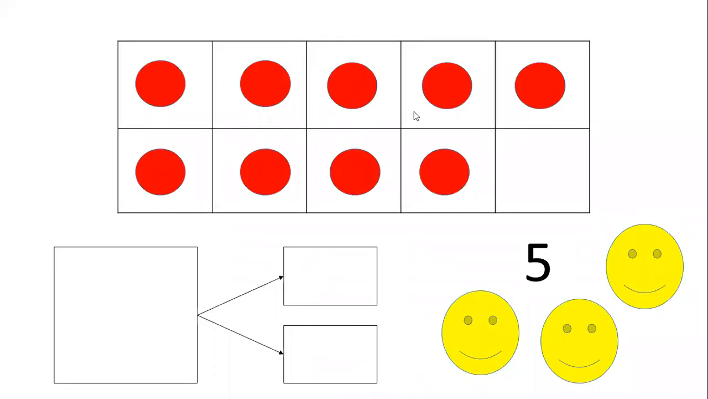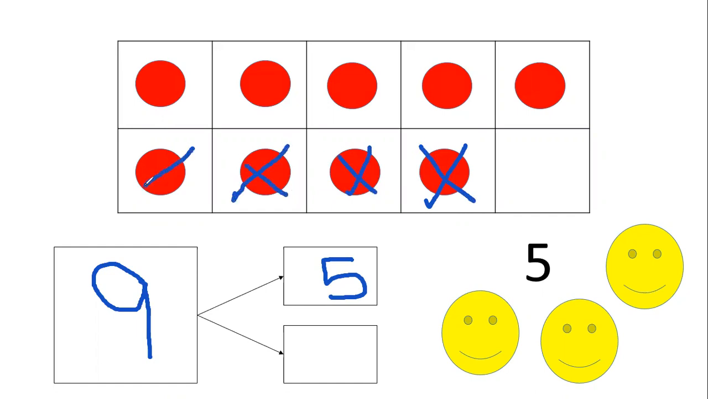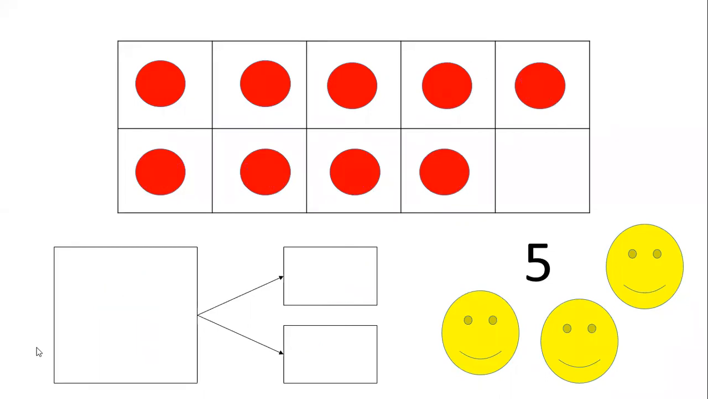Well, let's find out. There were 9 monkeys sitting in the tree. 5 of those monkeys wanted to be free. 9, take away 5. 1, 2, 3, 4, 5. How many monkeys were left in that tree? You got it. There were 4 monkeys left swinging in the tree. Good job. All right, let's try another one. Are you ready? Here we go.